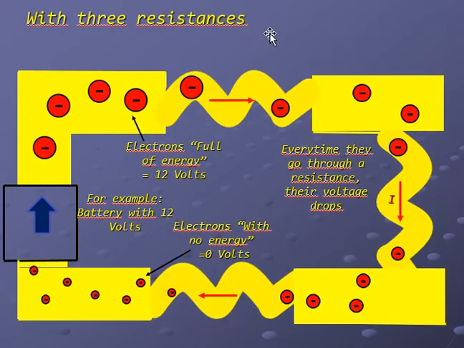So if we have 3 resistances, the point is that the electrons are losing their energy in each resistance. Okay, every time they go through a resistance, their voltage drops. So you can see here the electrons are full of energy, they have less energy here, less voltage, and they have no voltage at all here.